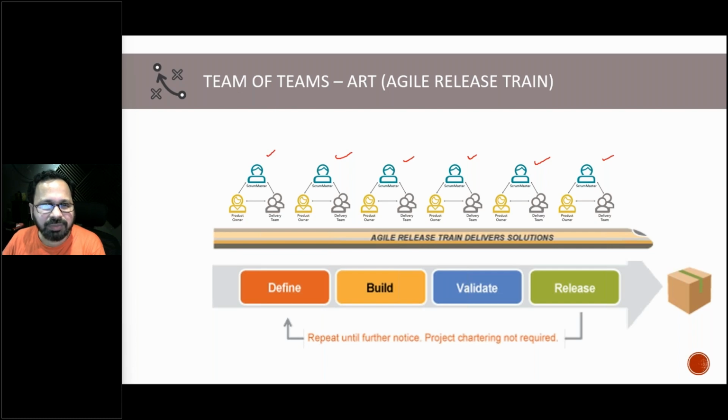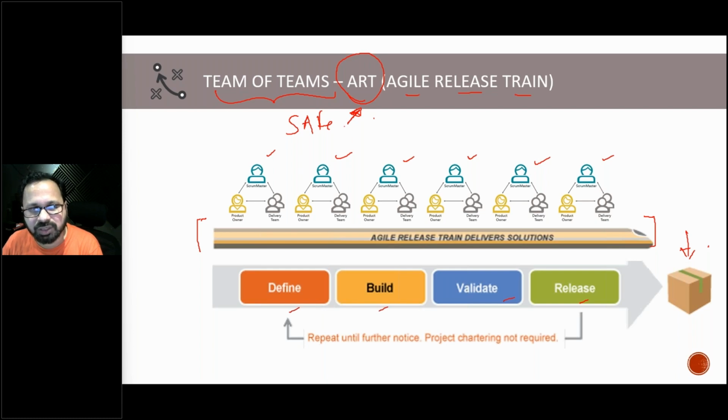So I'm just introducing you to a new keyword in SAFe called the agile release train, or the ART. So it is called the agile release train. The team concept in SAFe is called the agile release train. Okay, so remember that. So team of teams is nothing but agile release train. So we require an agile release train to deliver larger enterprise software, who can define, build, validate, and release. Okay, so that is what we require.